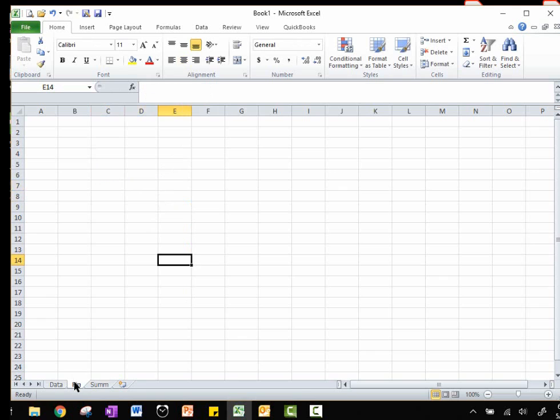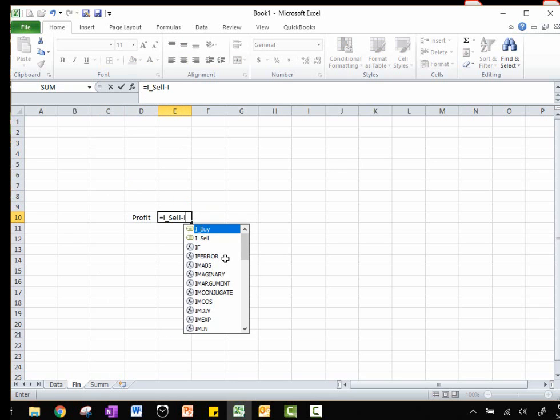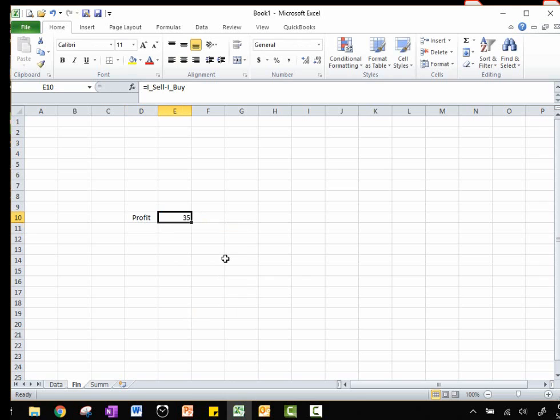Now if I go to my financial page, I can do the same thing. I can say profit equals I underscore sell, tab there. Always press tab and then put I underscore buy. So this is a way to avoid having to remember where your data is.